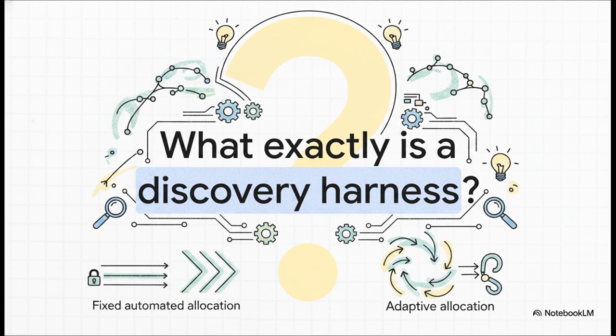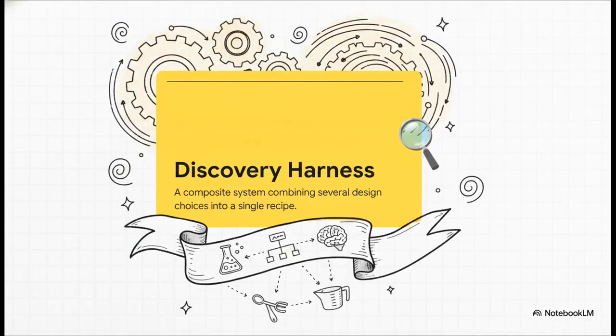But to really understand why this is a myth, we have to establish what we're actually working with here. So what exactly is a discovery harness? Well, a discovery harness isn't just some single algorithm or a basic script. It's a highly complex composite system. Think of it kind of like a master recipe for automated AI research. It takes several really distinct, intricate design choices and throws them all together to automate the process of making discoveries.